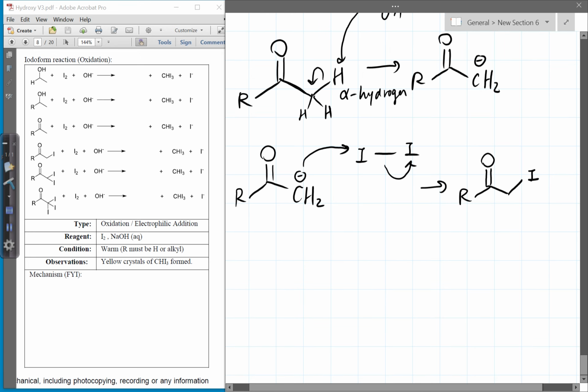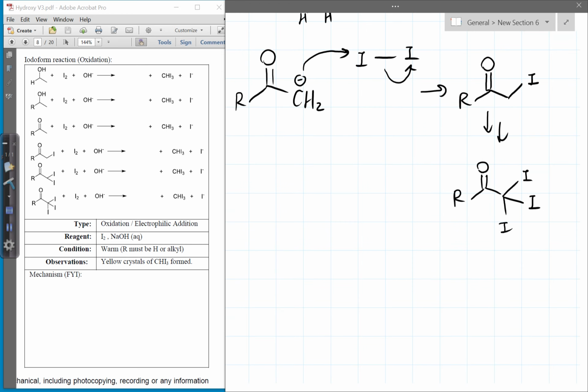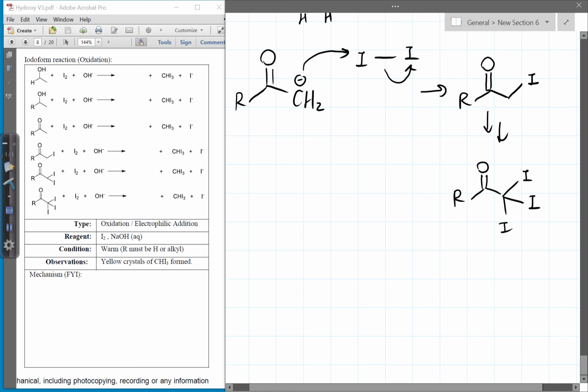Because your NaOH is still present in your solution, and you still have an alpha hydrogen here, this process can repeat. I won't draw the mechanism because it's just a repeat. Eventually, all the hydrogens here are substituted for iodine, so you have 3 iodines here. Now you might wonder, how is CHI3 generated? For now, there are no more alpha hydrogens and we cannot perform the reaction anymore.